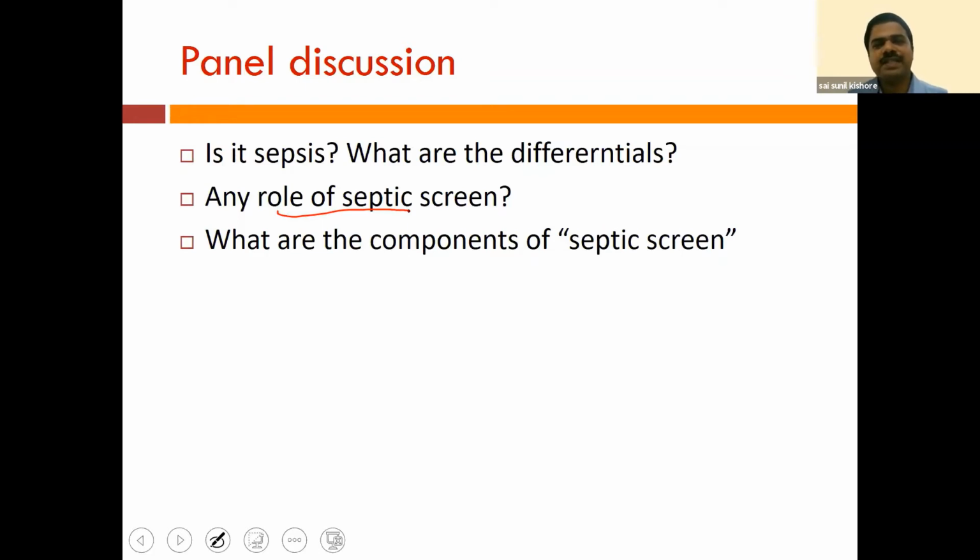Like in the previous case scenario, where the baby is symptomatic and has multiple risk factors, there is no role for a septic screen, because even if it comes positive or negative, you will start antibiotics, isn't it? But in this scenario, where you have mild symptoms but you are not sure whether it is sepsis or something else, then in those situations you have a role for the septic screen.